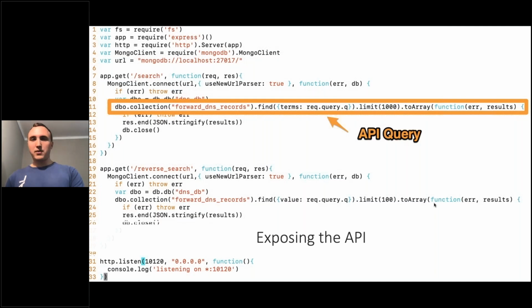And then we just stringify the output and send it back to the client. This is the full API server-side code here for both forward and reverse lookups of that data set.